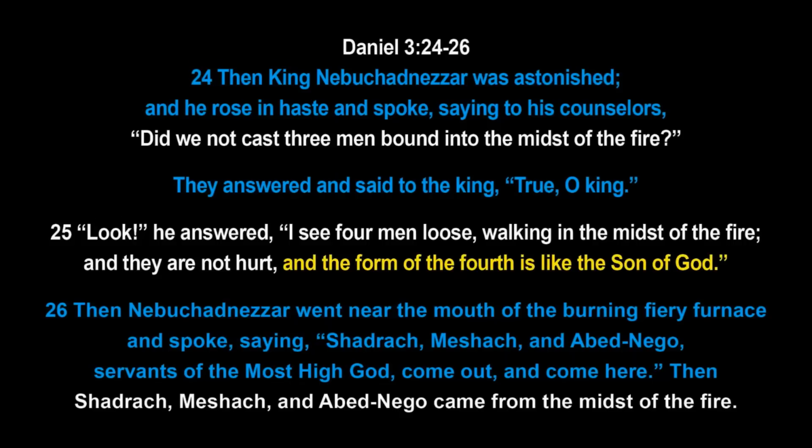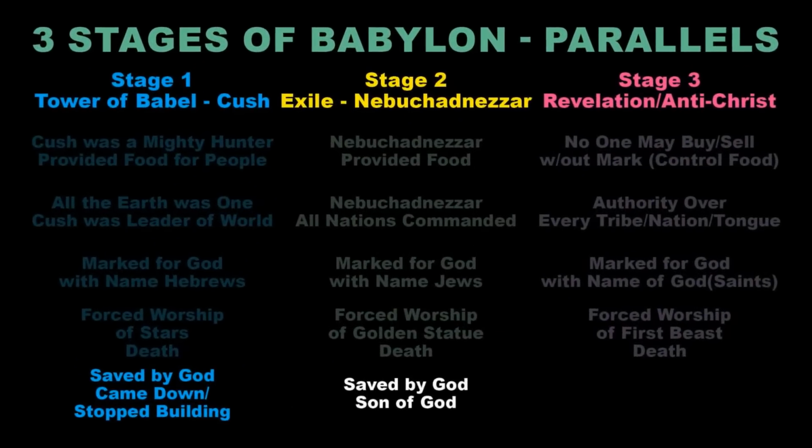The form of the 4th man in the fire is like the Son of God. Jesus Christ was in the fire with the 3 men and saved them from the fire. So when we come back to the parallels, we see how God again had saved his faithful people, named and marked for God, just like the first stage of Babylon at the Tower of Babel.